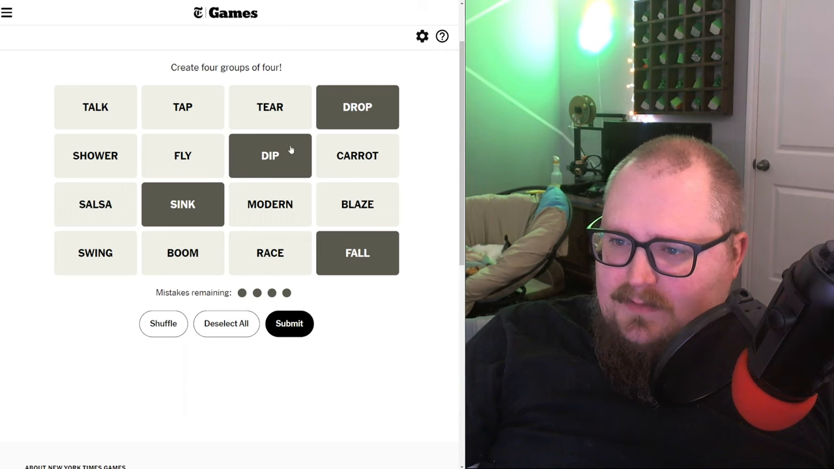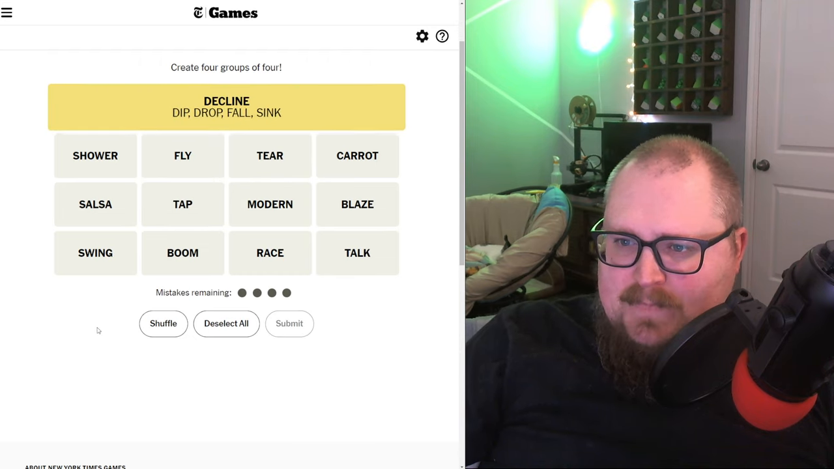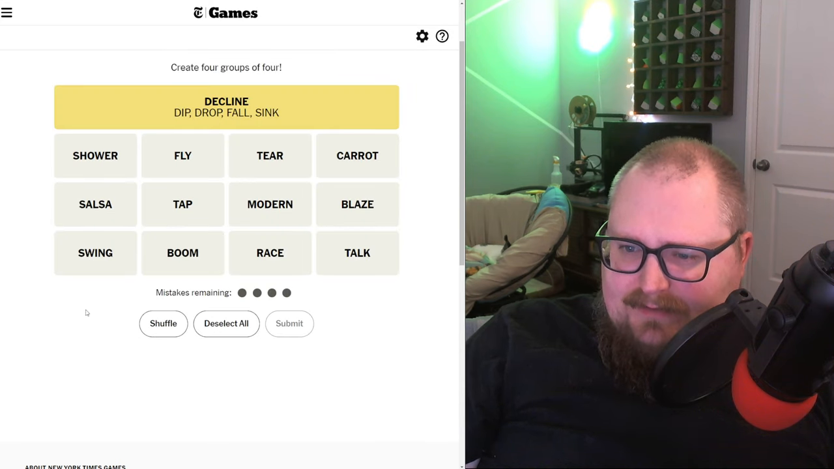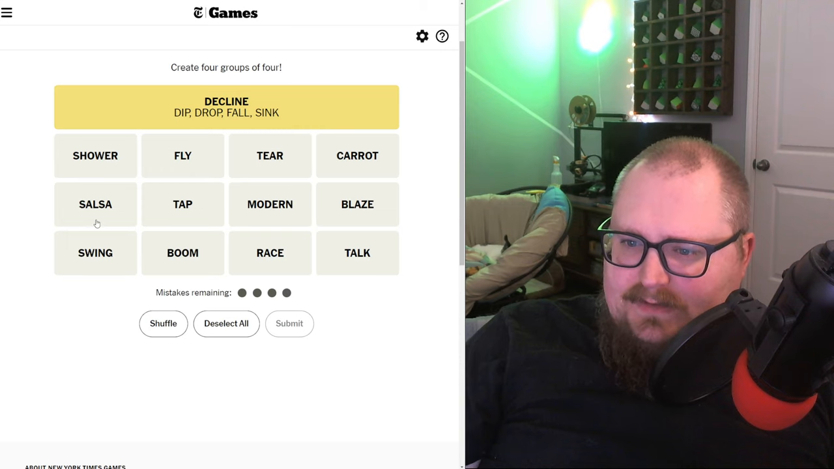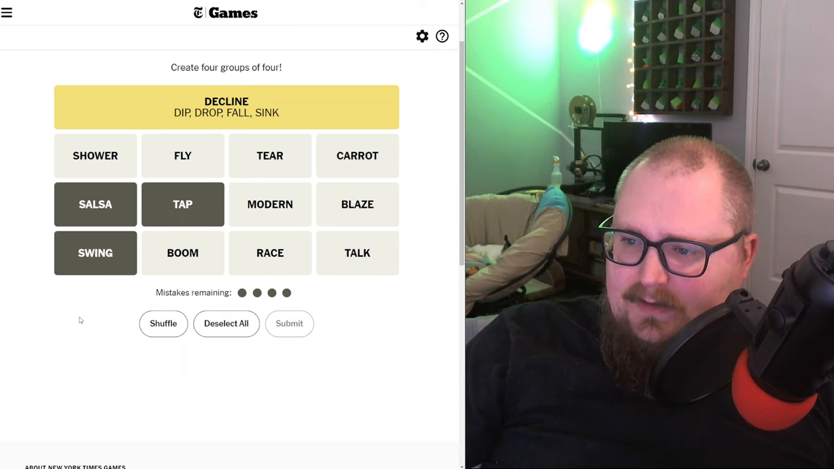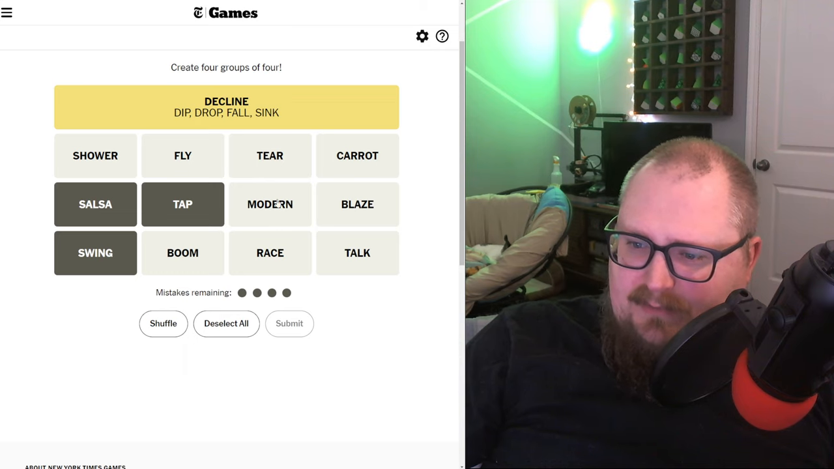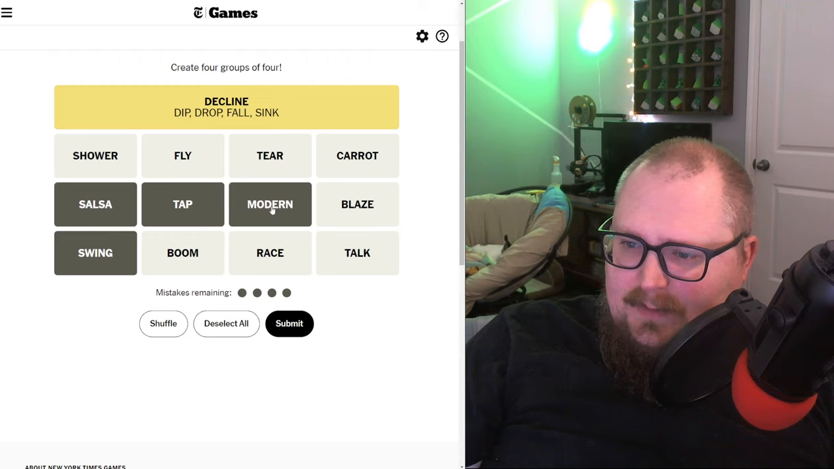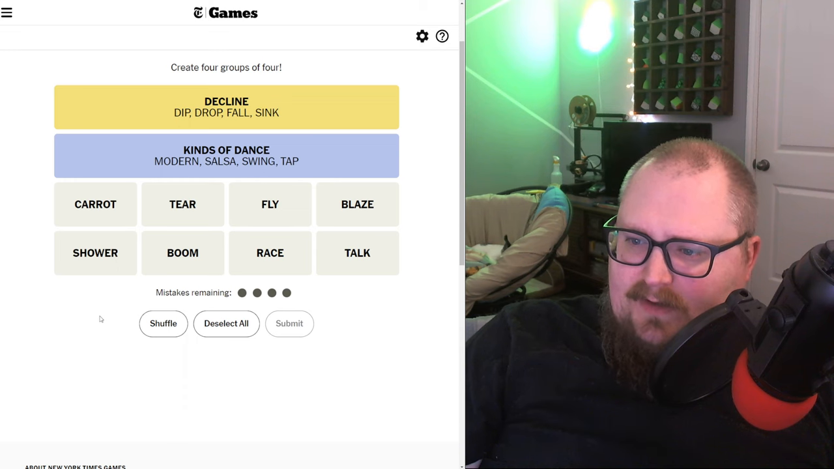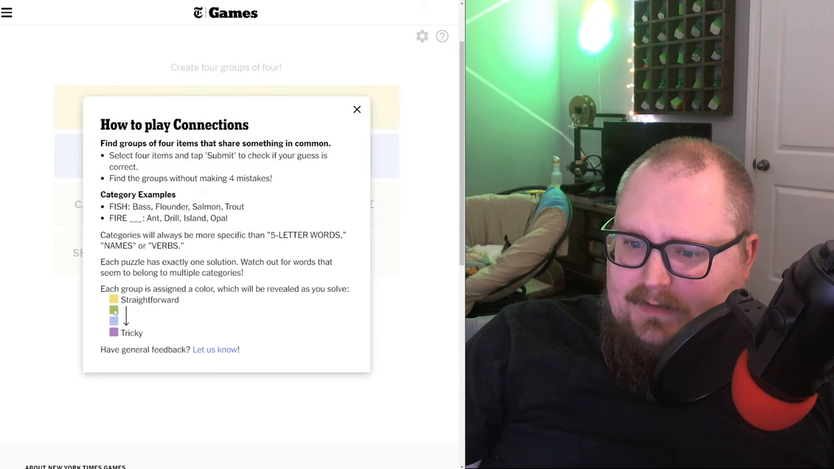Yeah, I think nothing else here means to go down, so let's just start with those, huh? And that should be the easy one, right? All right, so let's see what's left. Salsa and tap are both types of dance, as is swing. Shower dancing, fly dancing, tear dancing, carrot dancing, perhaps modern dancing is a thing. Yeah, styles of dance, that seems pretty obvious. Now, what are the last two categories? That was meant to be the trickier one.